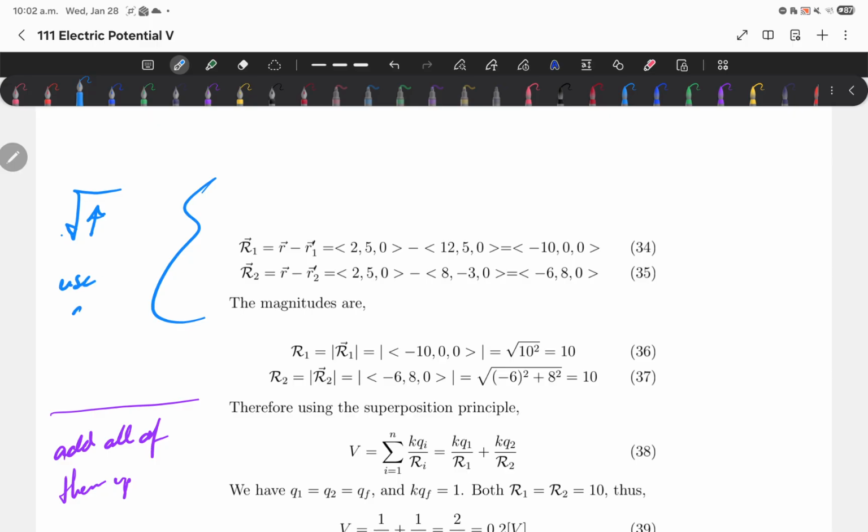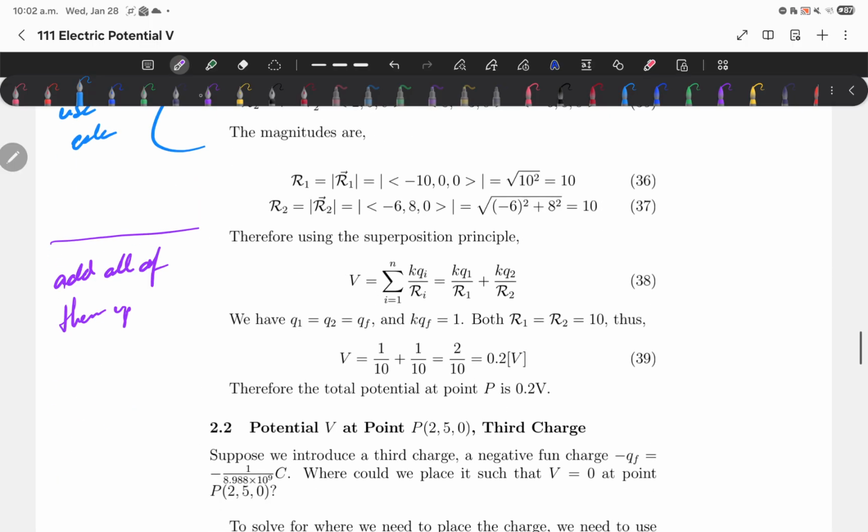We have to use the superposition principle. What's the superposition principle? Let's look down here at the bottom. We have to sum the contribution from each of our point charges. How many point charges do we have? Two. So we have 1, 2 terms. We know kq is 1 for both of them. We know R is 10 for both of them. So we have 1 over 10 plus 1 over 10 equals 2 over 10 equals 0.2 volts.